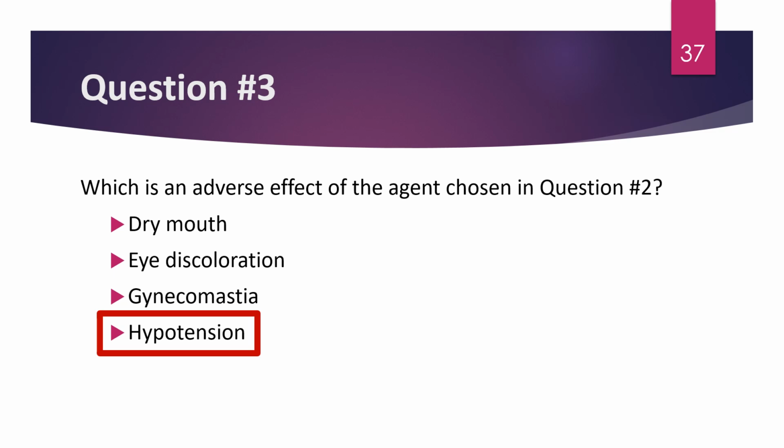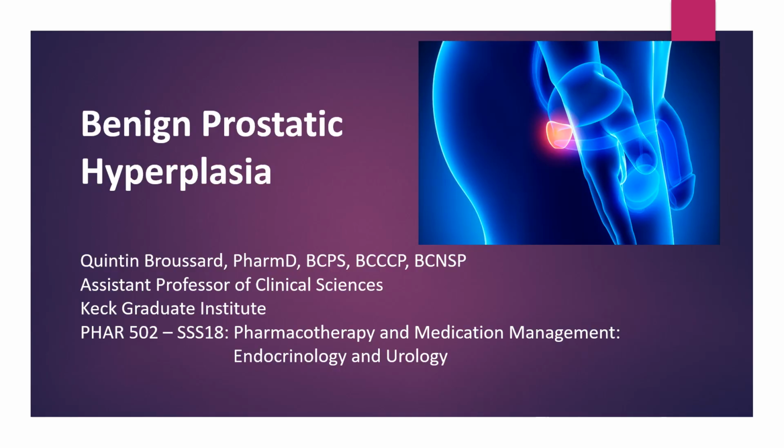Hypotension is very common with terazosin, as well as the non-specific alphas, and they can actually be used concomitantly in patients that have hypertension as well as BPH together.